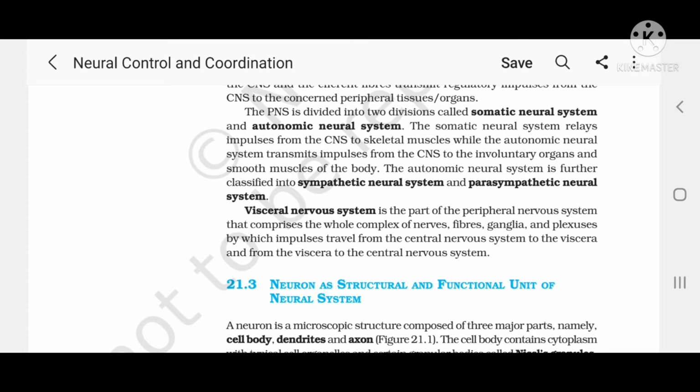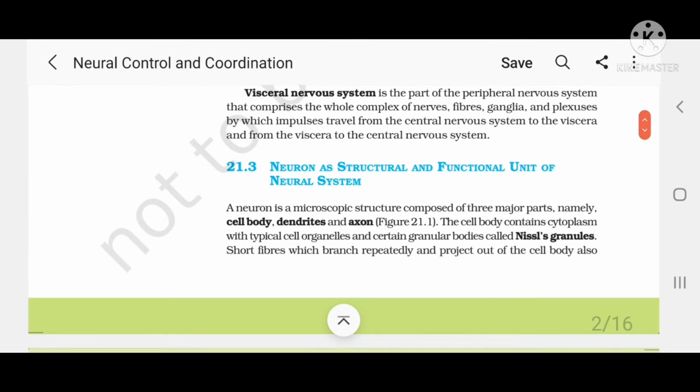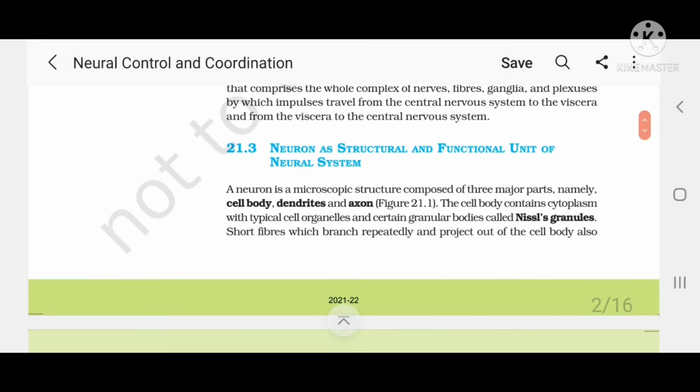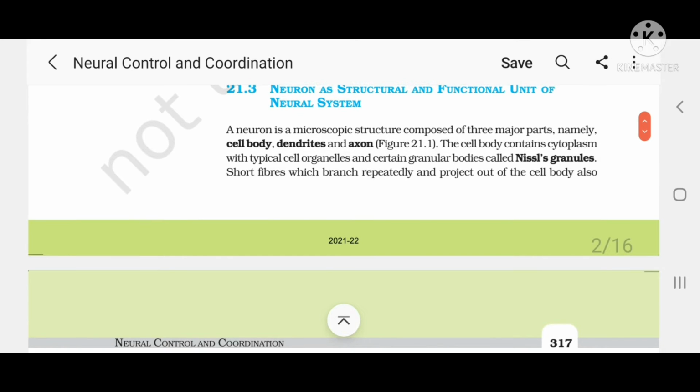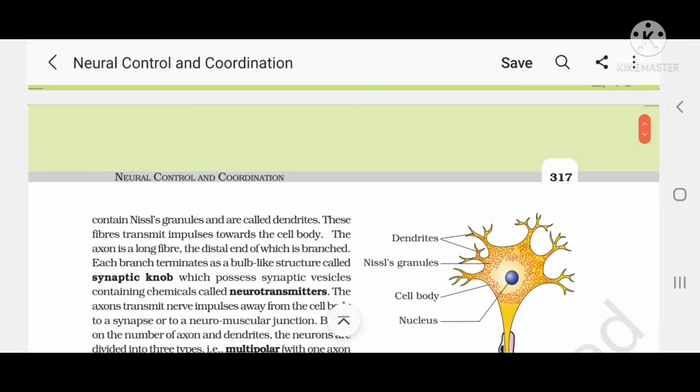21.3 Neuron as structural and functional unit of neural system. A neuron is a microscopic structure composed of three major parts, namely cell body, dendrites, and axon. The cell body contains cytoplasm with typical cell organelles and certain granular bodies called Nissl's granules. Short fibers which branch repeatedly and project out of the cell body also contain Nissl's granules and are called dendrites. These fibers transmit impulses towards the cell body.